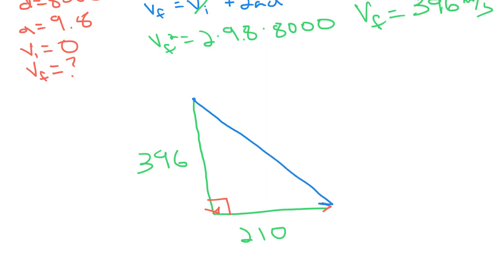It goes like this. All right, this looks like a Pythagorean theorem problem. 396 squared plus 210 squared equals c squared. I'll plug that whole thing in and then take the square root of both sides. Let me see what I get. So square root of 396 squared plus 210 squared is 448 meters per second.